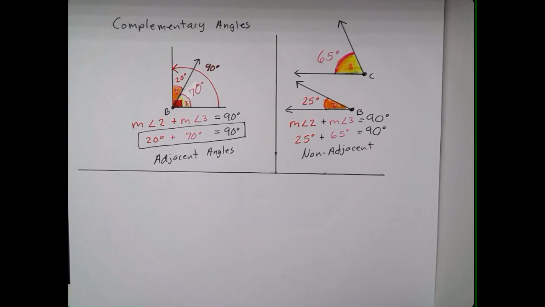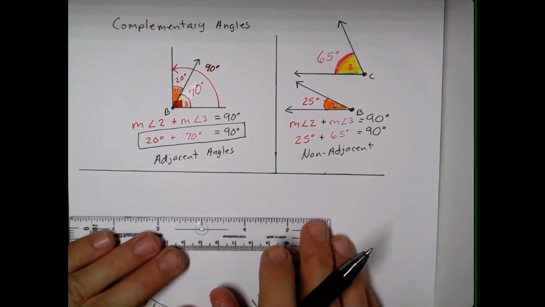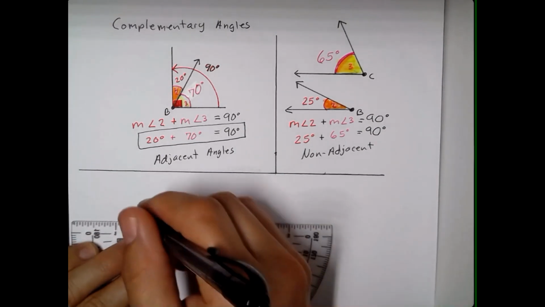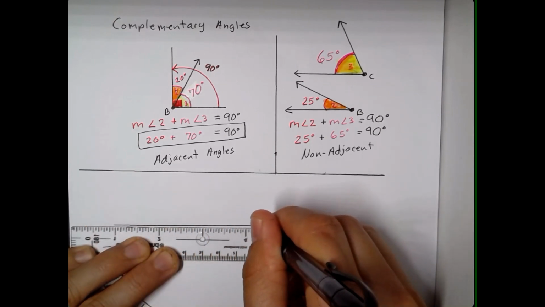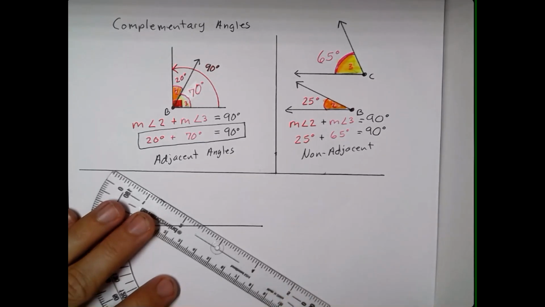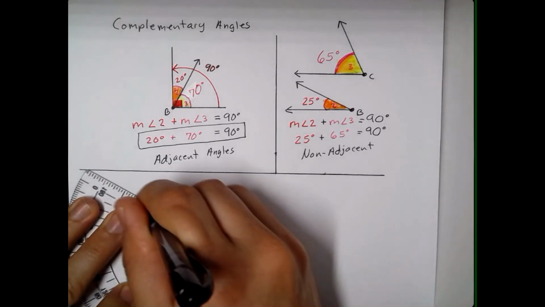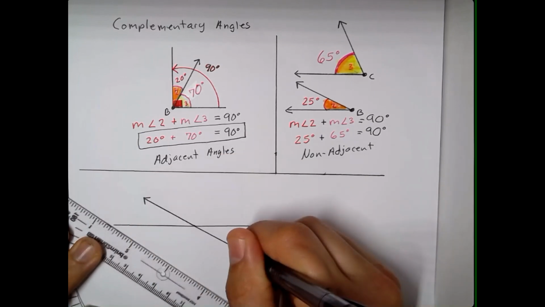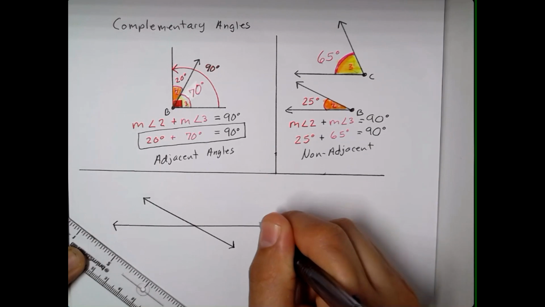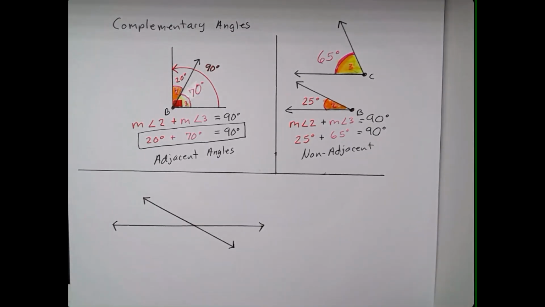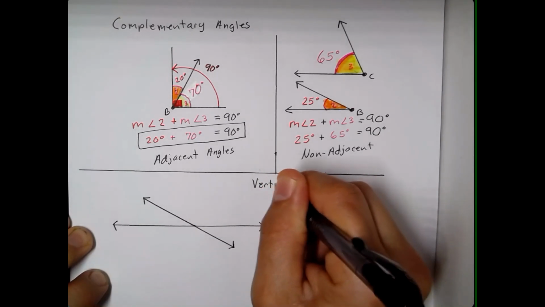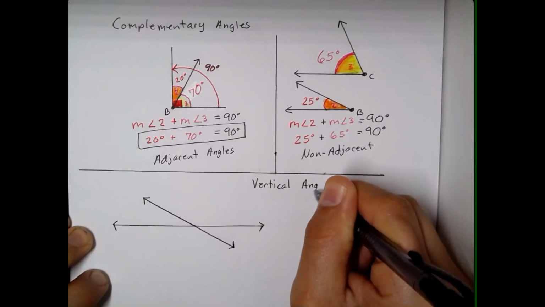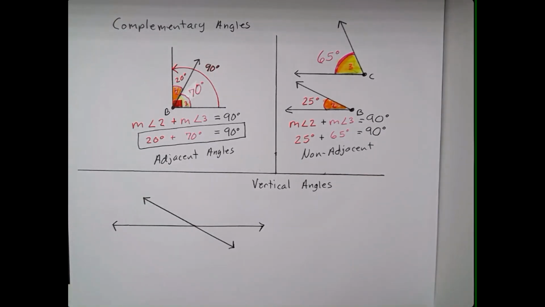And now let's look at our final angle that we're going to talk about today. To do that, I'm going to draw a line. And I'm going to draw another line that cuts through it. And we're going to call these right here vertical angles. When we talk about vertical angles, they're the same. They're equal to one another. We have a fancy word in math. It's called congruent. And the angles are across from each other.